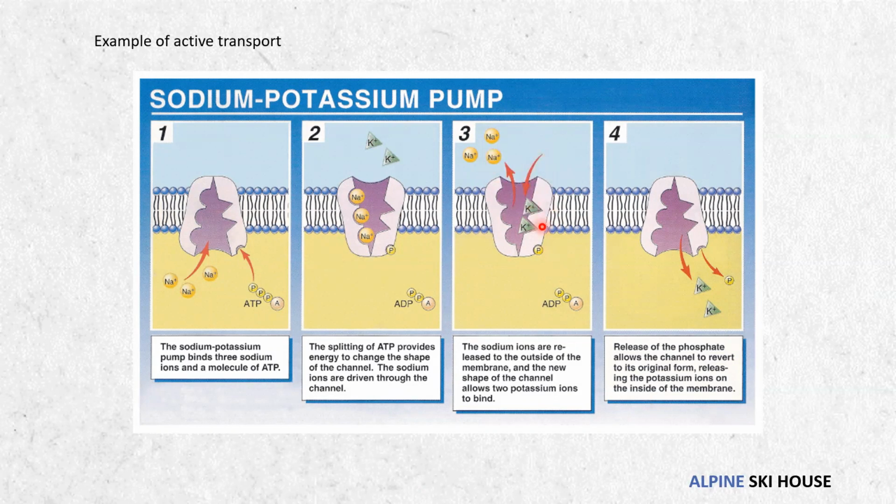When the potassiums attach, then the phosphate leaves the pump and the pump changes its shape again to release the potassium inside. So the net movement is 3 sodium outside and 2 potassium inside of the membrane using 1 phosphate from an ATP molecule. So can you appreciate these 4 steps? Very easy steps. Just remember 3 sodium out, 2 potassium in, and the use of the ATP phosphate.